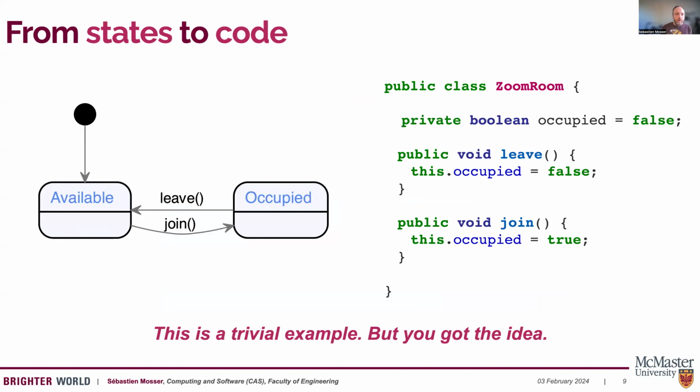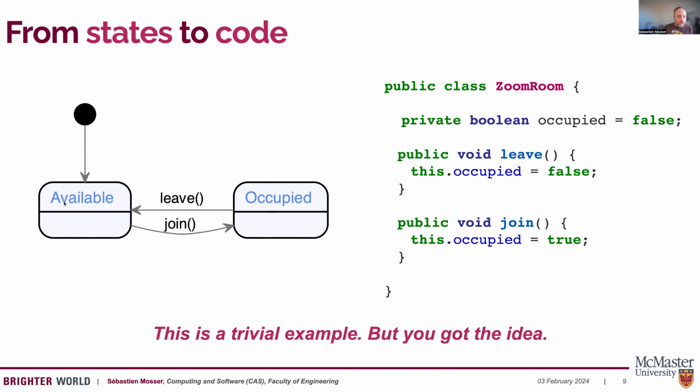How does that work from a code point of view? Basically the way you want. The only assumption is that this first arrow is what happens when you build the object. So when you build the object, it should be available. And then the transition is a method call, a message sending. If my object receives that message and the object is in the available state, it's going to go into the occupied state. So this is a Zoom room, back to the COVID pandemic situation where everyone was teaching on Zoom.